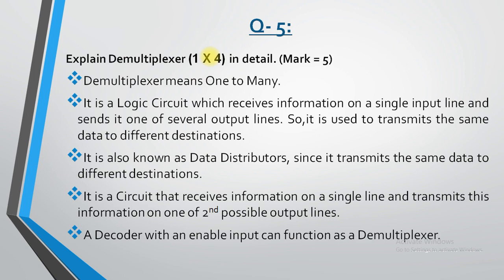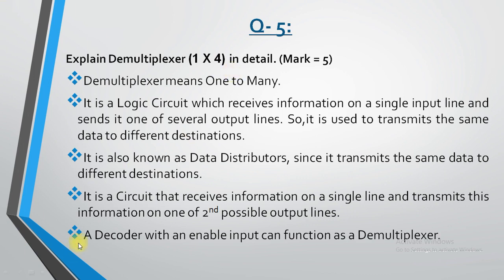It is a logic circuit which receives a single input line, and we have several output lines, so we can say that it transmits the same data to different destinations. Over here we need to draw one input line, and we need to use 2 raised to n possible output lines. The decoder with the enable input can function as a demultiplexer.